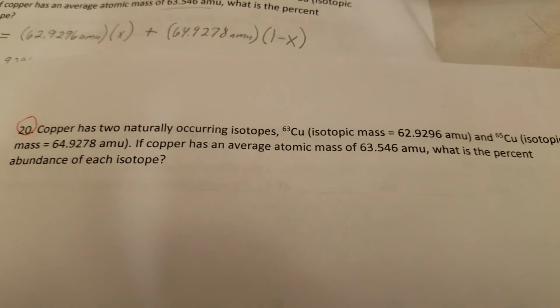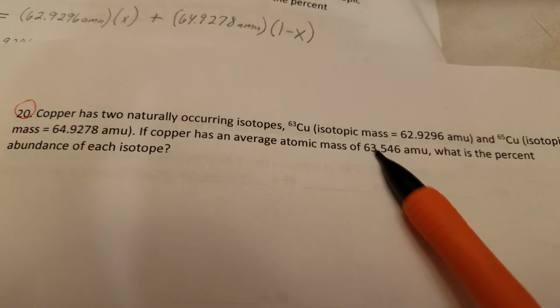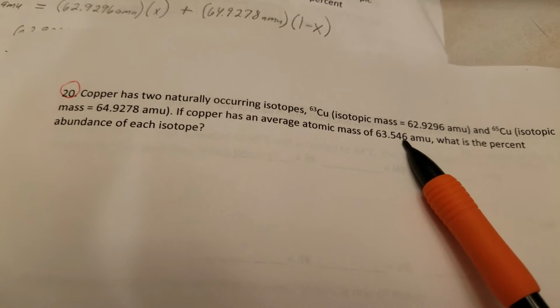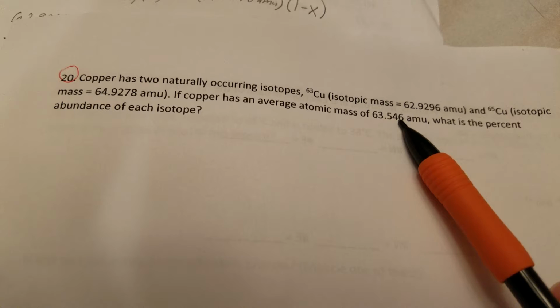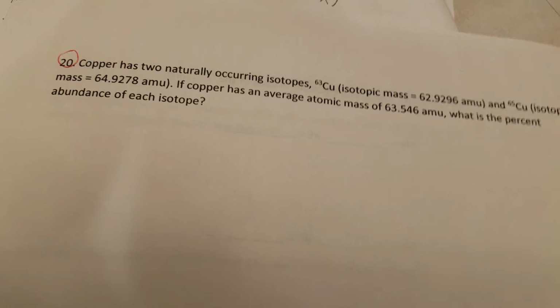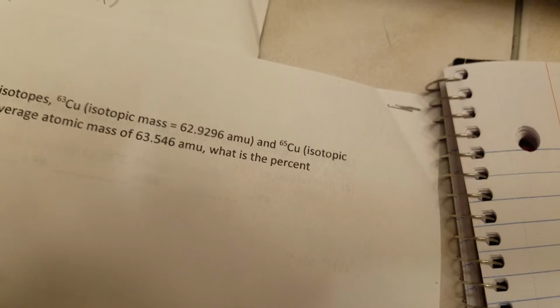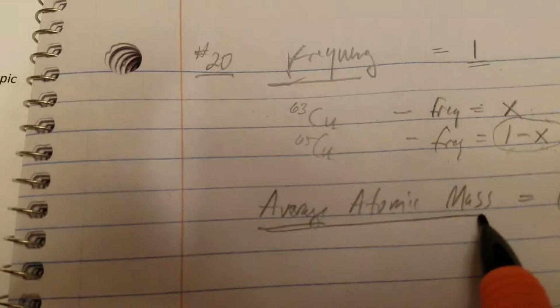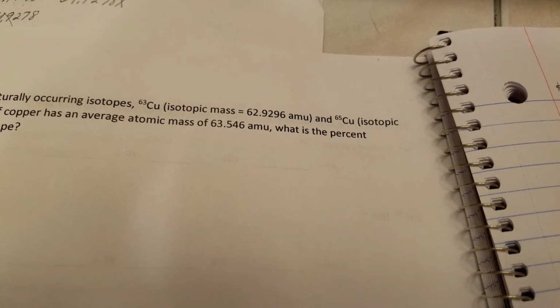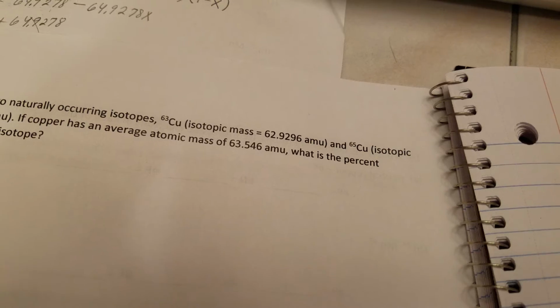Now if we go back and look at our problem, it's going to tell us that copper has an average atomic mass of 63.546. What is the percent abundance of each isotope? So first we're going to solve for the frequency, and then all we have to do to change frequency to percent is multiply by 100. So our average atomic mass that they're giving us is 63.546.